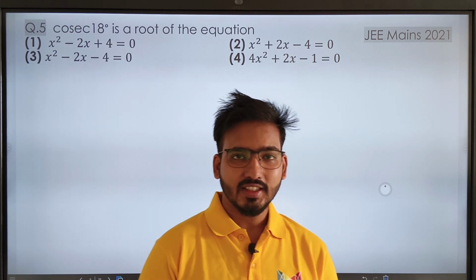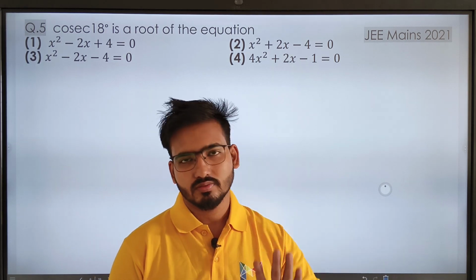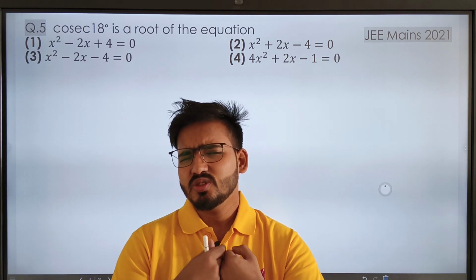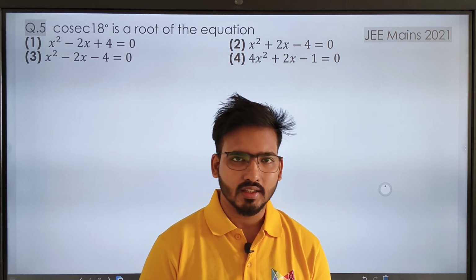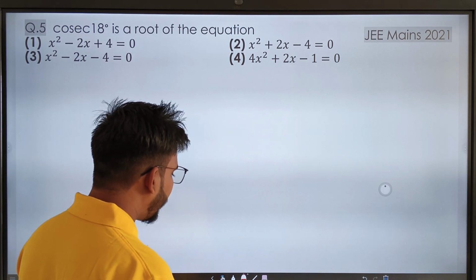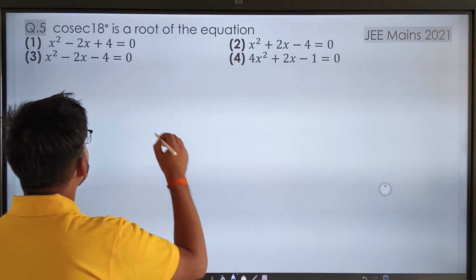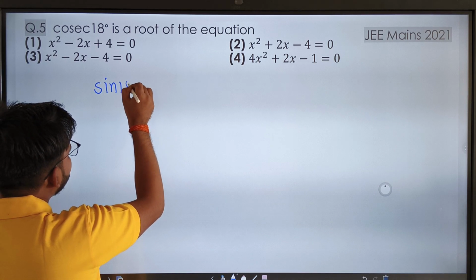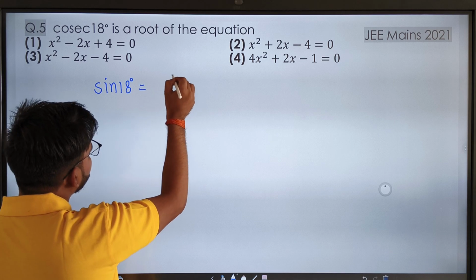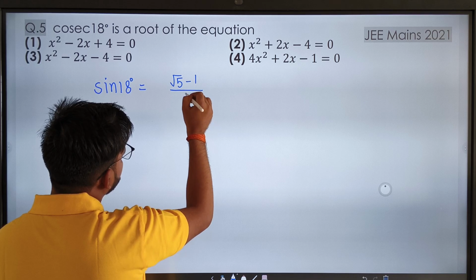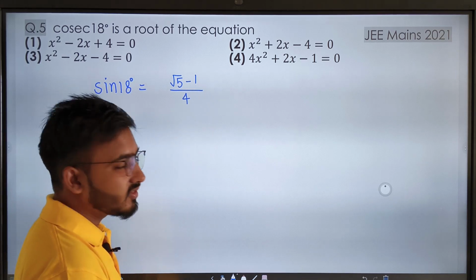To know the value of cosec 18 degrees, should I know the chord? Sine and cos is fine. And if you want to do more, you can also remember the tan. So I can find out the value of cosec 18 degree with the help of sine 18 degree. So what is the value of sine 18 degree, if anyone remembers? Sine 18 degree is basically root 5 minus 1 divided by 4.